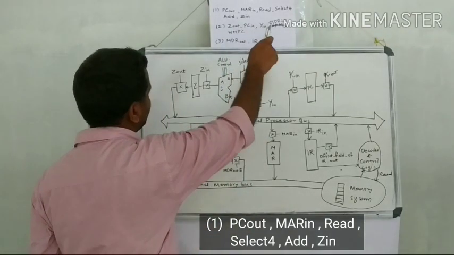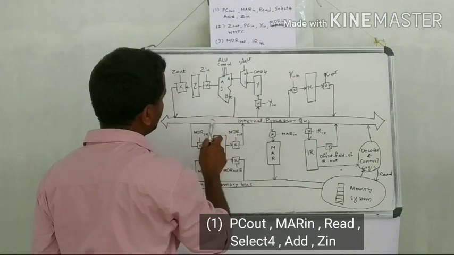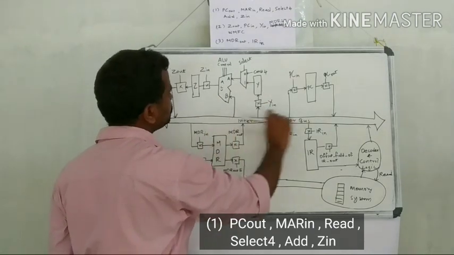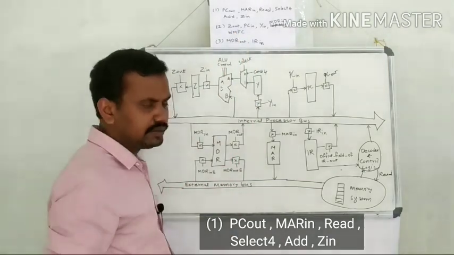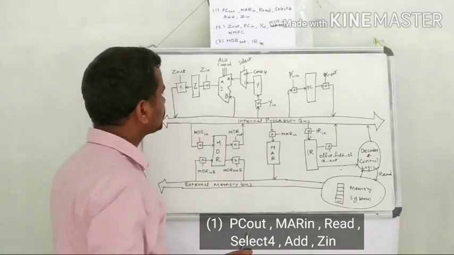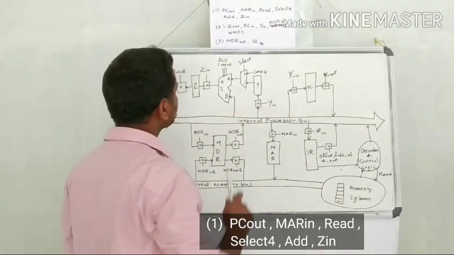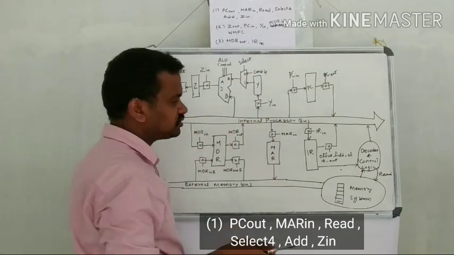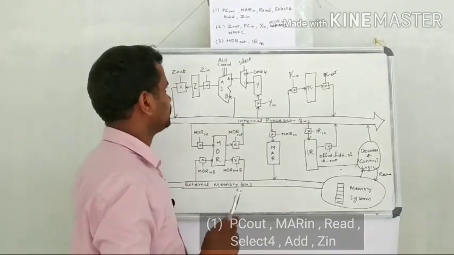So the A input is constant 4, and the B input is the current PC value. Then add signal is issued. So this PC value will be added with constant 4, and PC plus 4 will be available on the output of the ALU. Then Zin is activated. So that value will be captured into our Z register.